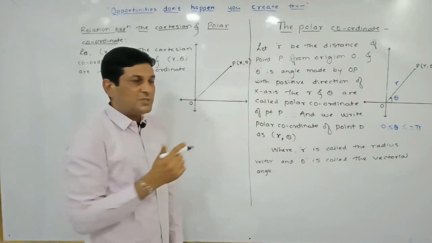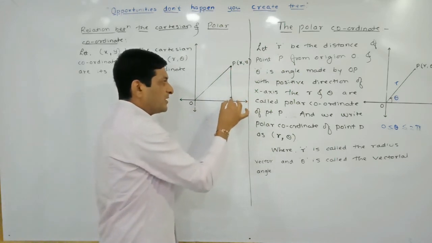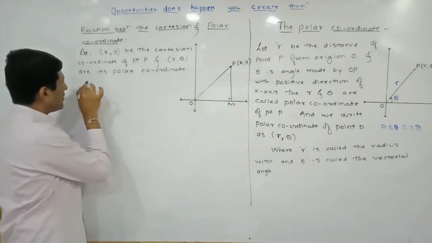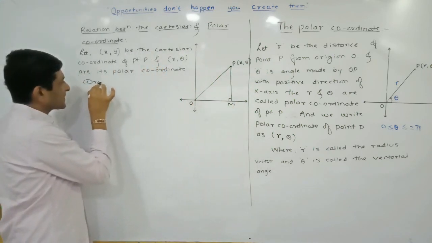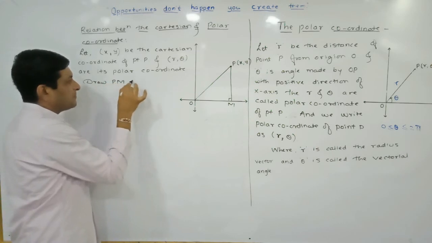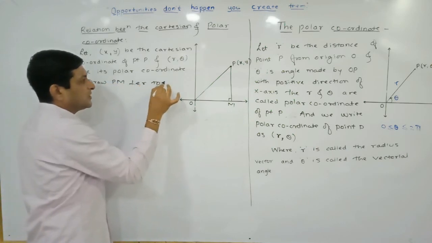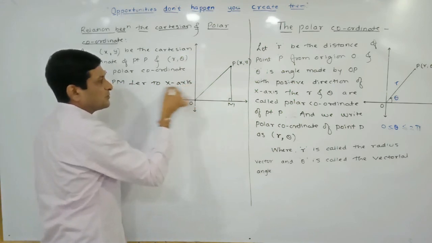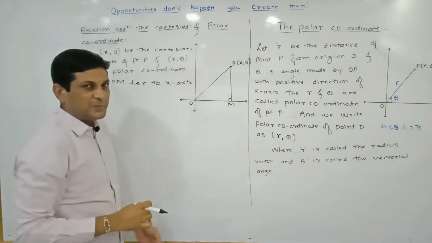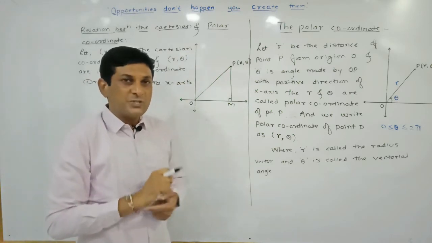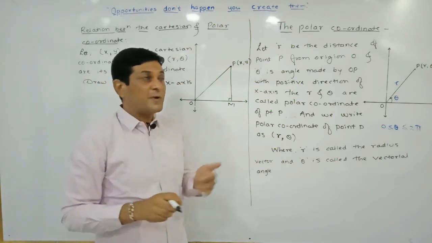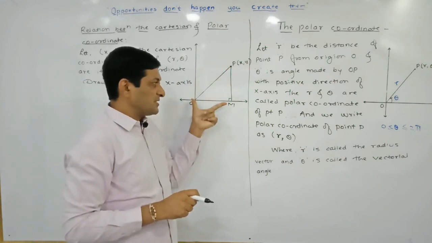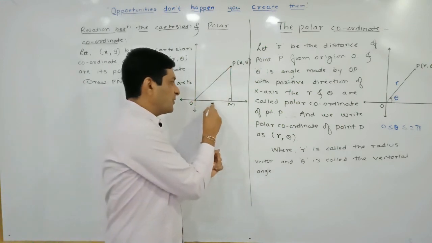So first let us draw a perpendicular from point P on the x-axis. Write down here, draw PM perpendicular to the x-axis. So PM is the perpendicular drawn from point P on the x-axis. Now we are using the definition of the x coordinate. The x coordinate is the distance of a point from the y-axis, so this distance OM will be equal to x.